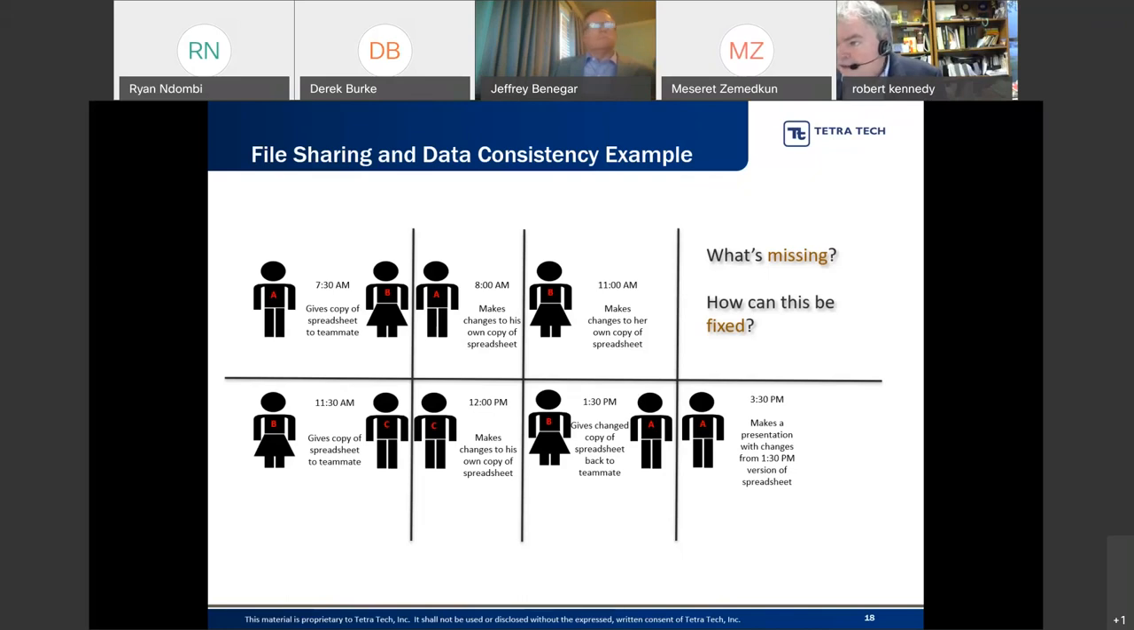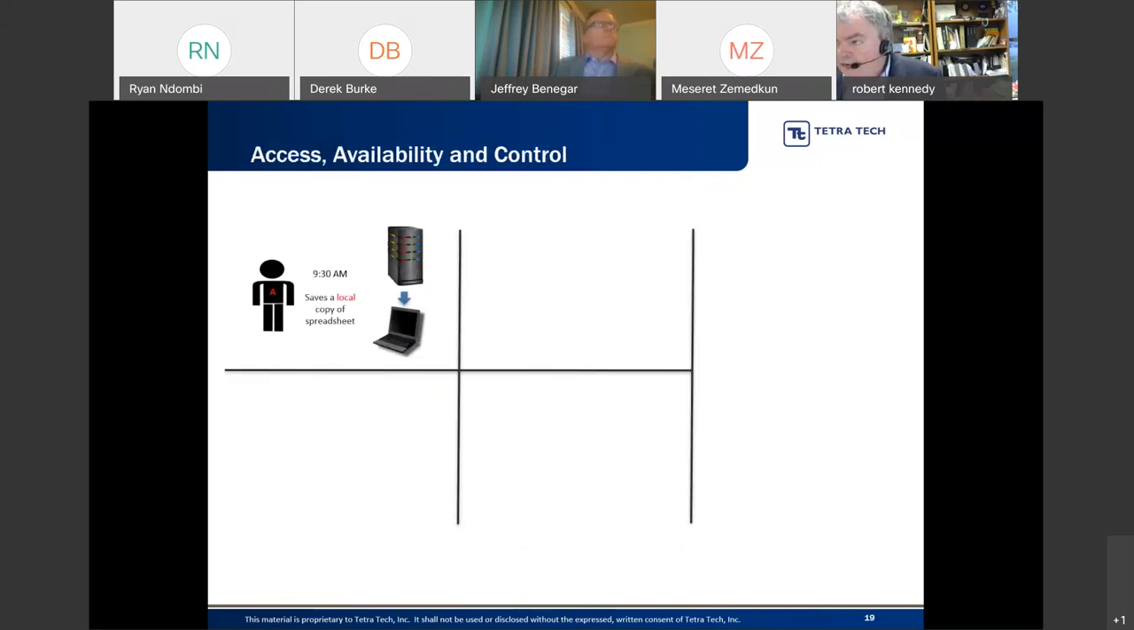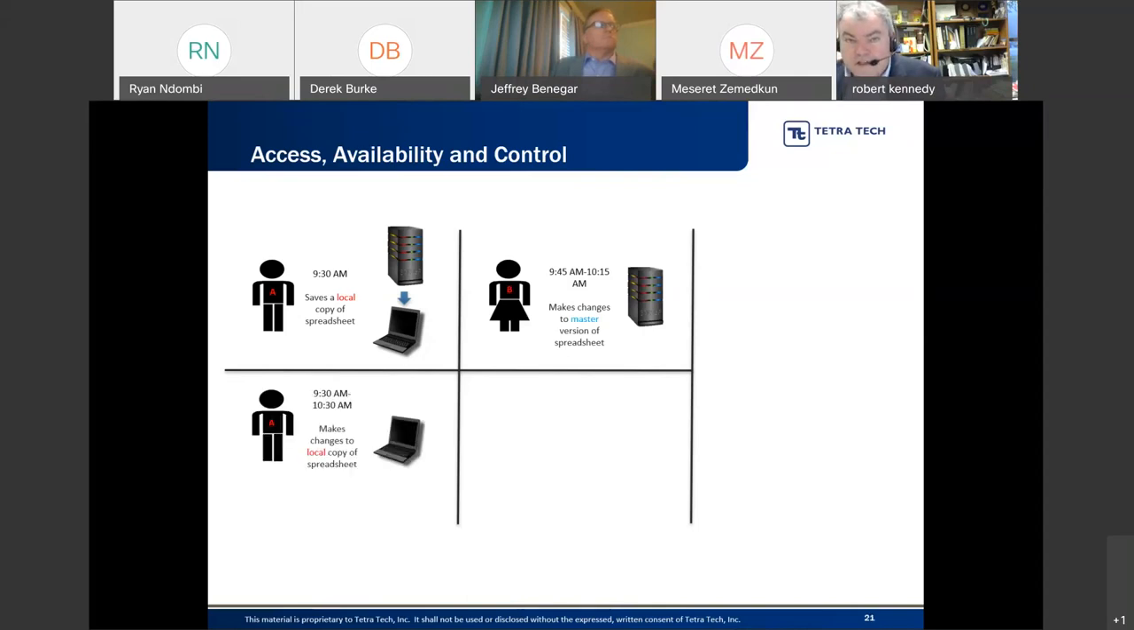So here, another example. So Mr. A downloads from the central server a local copy. Later that morning, Ms. B makes changes on the central server. Mr. A makes his changes on his local copy. Mr. A then saves those changes back on the central server.